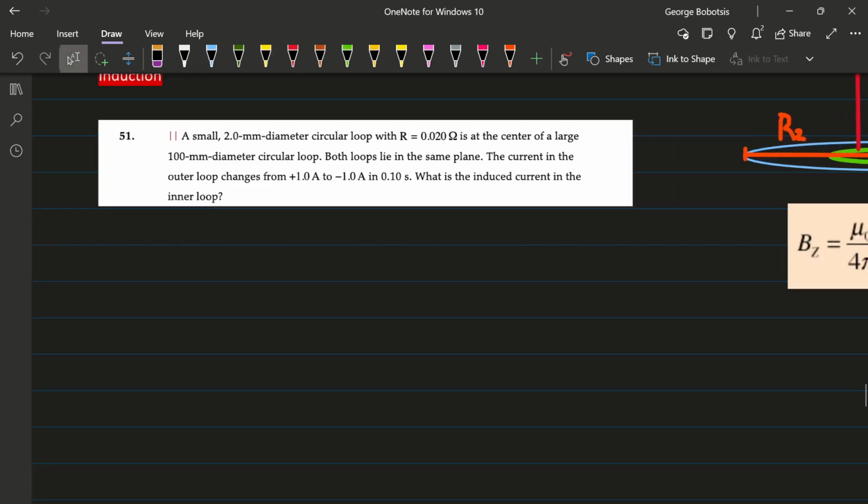So, you have a small 2 mm diameter circular loop with resistance this much at the center of a larger 100 mm diameter circular loop. Both loops lie in the same plane. The current in the outer one changes.